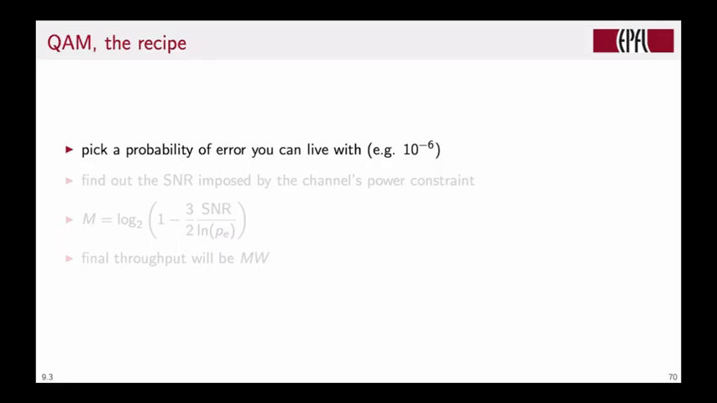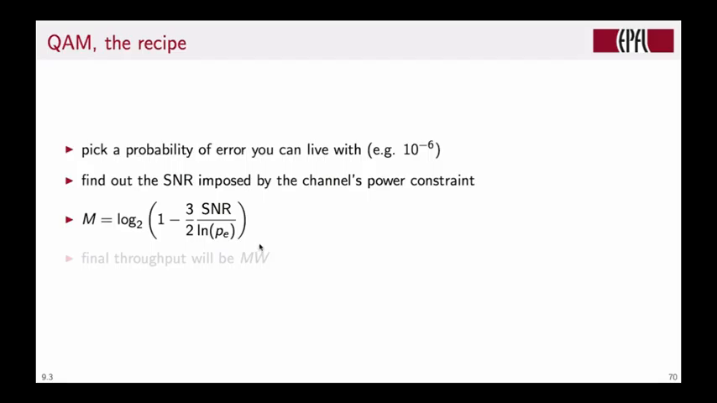So in the end, here's the final recipe to design a QAM transmitter. First, you pick a probability of error that you can live with. In general, 10 to the minus 6 is an acceptable probability of error at the symbol level. Then you find out the signal-to-noise ratio that is imposed by the channel's power constraint. Once you have that, you can find the size of your constellation by finding m, which, based on the previous equations, is the log in base 2 of 1 minus 3 over 2 times the signal-to-noise ratio divided by the natural logarithm of the probability of error.